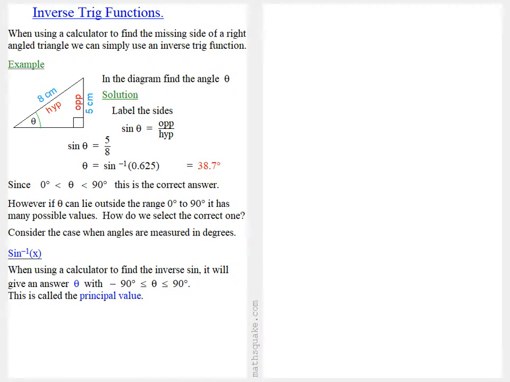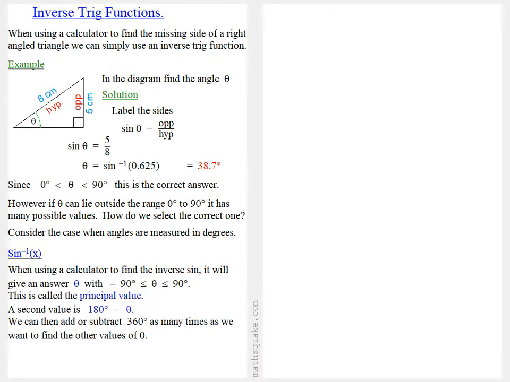And this value theta is called the principal value. Now there is a second important value, which is 180 minus theta. And using these two values, we can add or subtract 360 degrees as many times as we want to find the other values of theta.